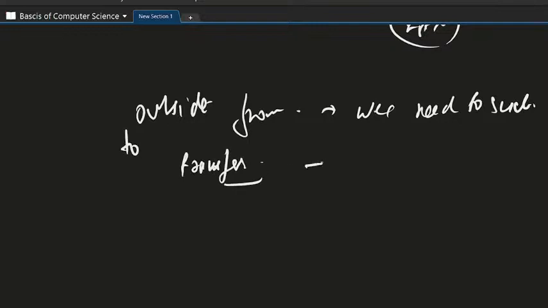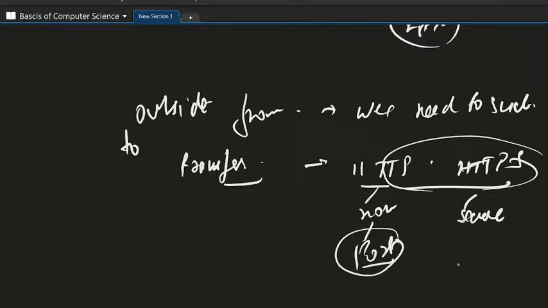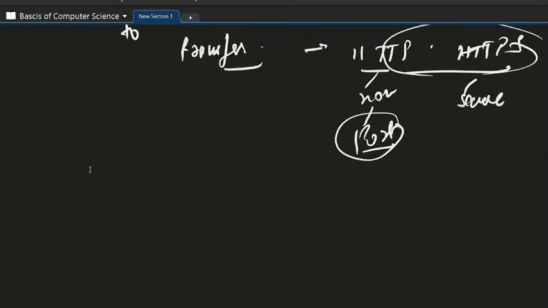There are different protocols also. If you're talking about protocols, there are HTTP and HTTPS. HTTP is a non-secure protocol, while HTTPS is a secure protocol. They both work on different port numbers. We will see more advanced networking later onwards, but for now we should understand that there are different devices. So routers have been completed.